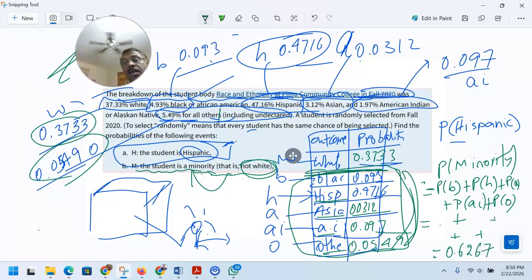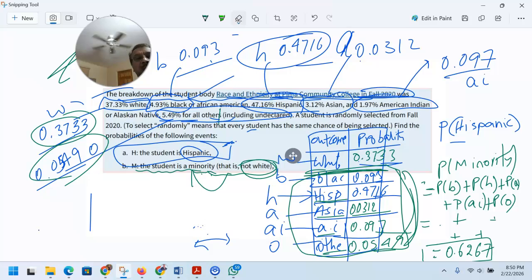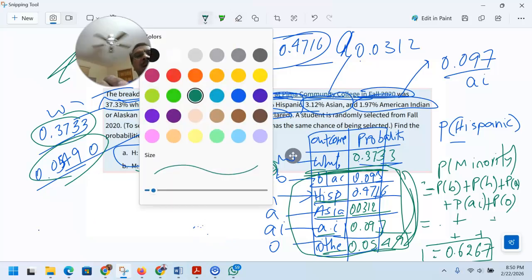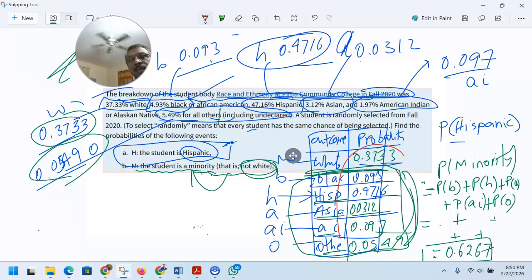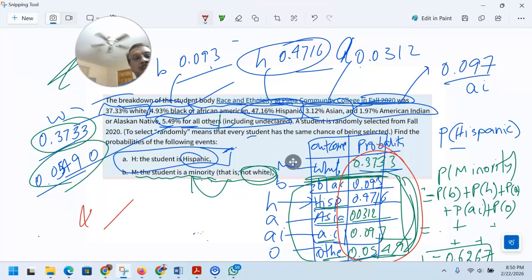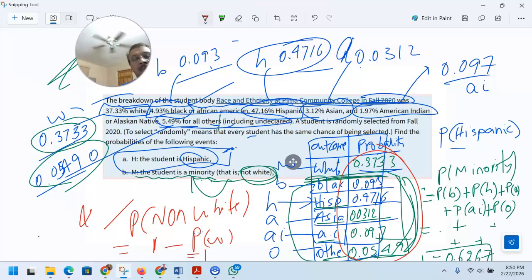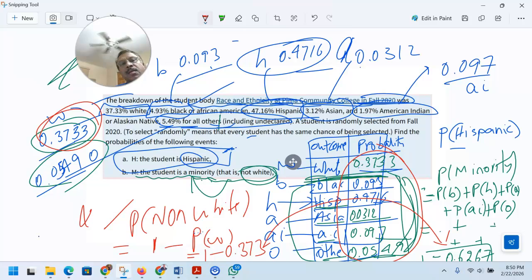Okay, that's it. And there's another way to do it that we'll see in the next class. Instead of doing all that, since they are asking for non-white, all these numbers add up to one. So the probability of non-white is one minus the probability of white. You could also do 1 minus 0.3733, which is given here, and you end up getting the same answer. So anyway, hopefully I will see that in the next class.